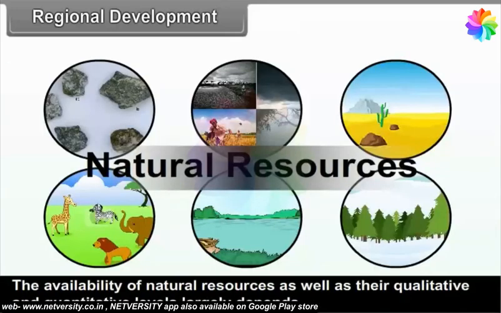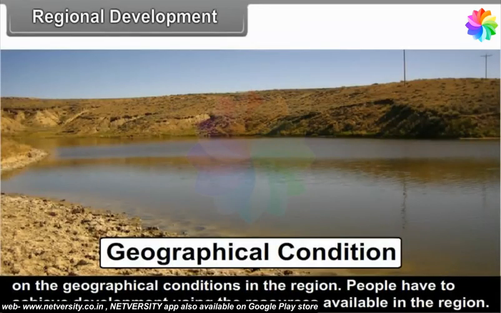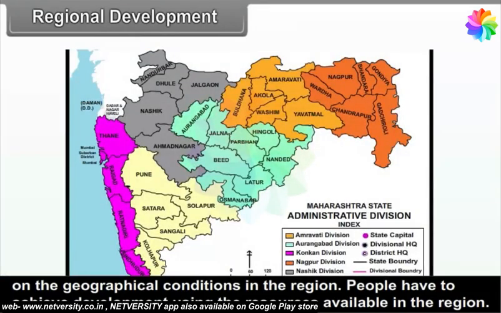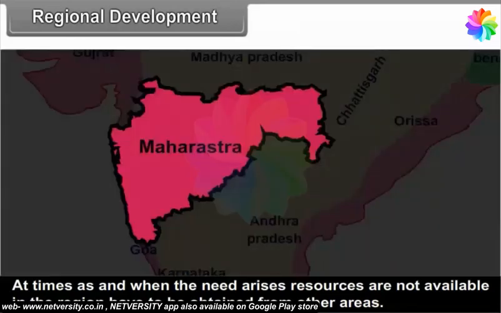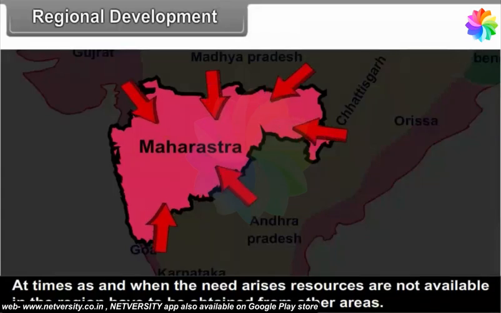The availability of natural resources as well as their qualitative and quantitative levels largely depend on the geographical conditions in the region. People have to achieve development using the resources available in the region. At times, as and when the need arises, if resources are not available in the region, they have to be obtained from other areas.